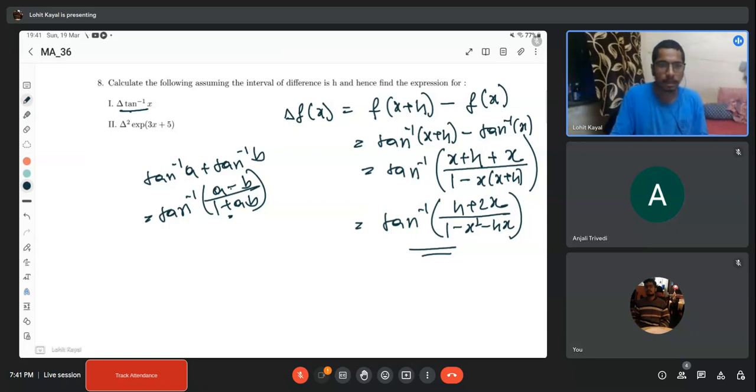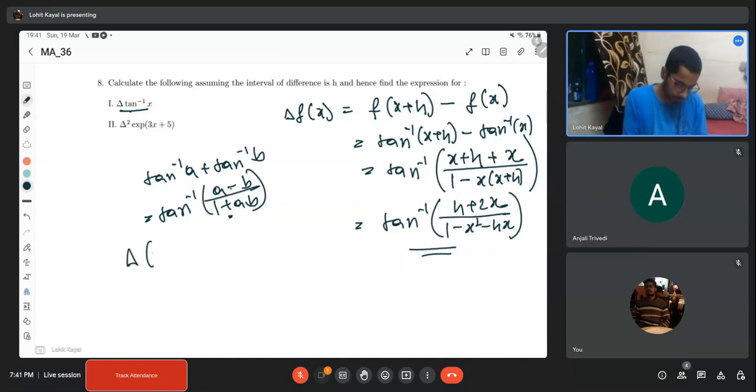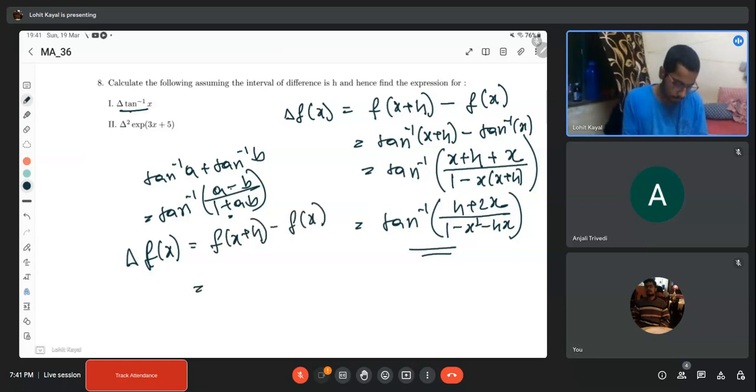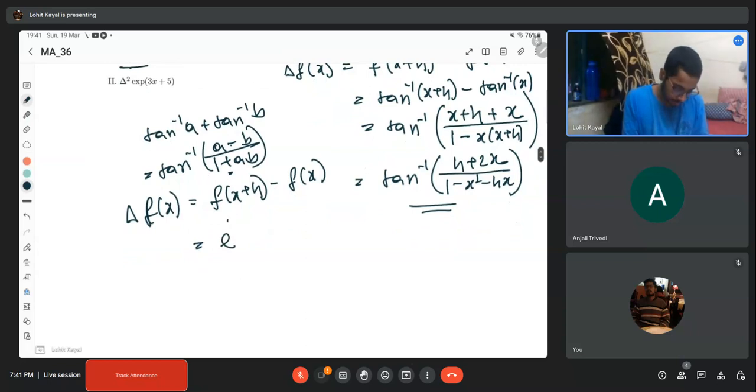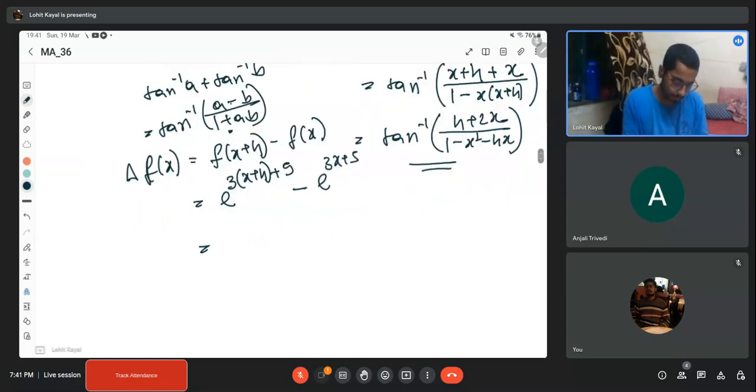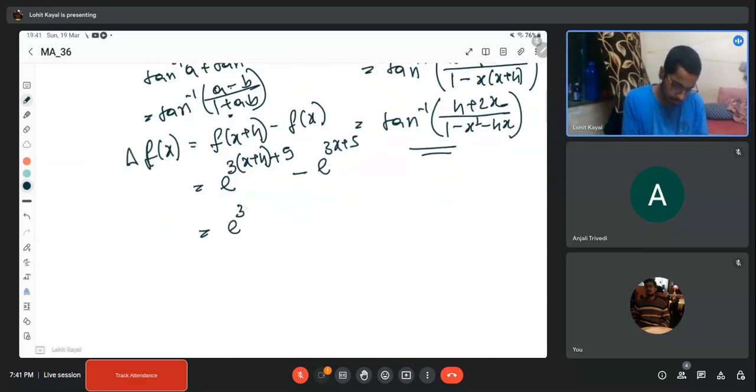Now the second part, this exercise is similar to this one. First, I need to calculate delta of f of x. So it will again be f of x plus h minus f of x. So it will be e to the power 3 times x plus h plus 5. Remember that e to the 5 is a constant. Minus e to the power of 3x plus 5. So I can take e to the power 3x plus 5 as common. I will finally get e to the power 3h minus 1.